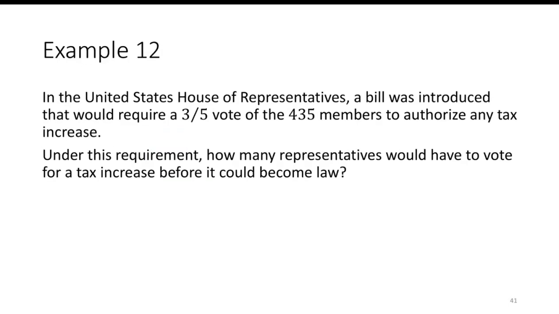In the United States House of Representatives, a bill was introduced that would require a 3/5 vote of the 435 members to authorize any tax increase. Under this requirement, how many representatives would have to vote for a tax increase before it becomes law? Well, there's the 3/5. The word "of" is multiplication, and then 435 over 1. So this is going to be 3 times 435 over 5 times 1.